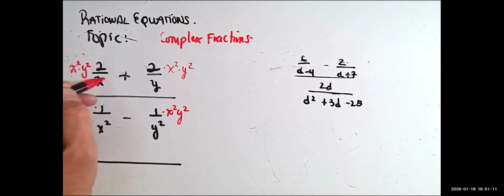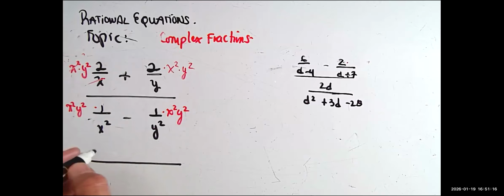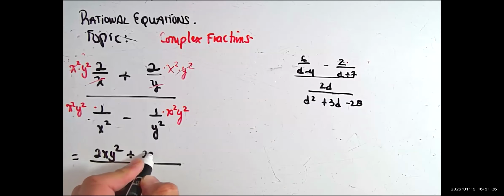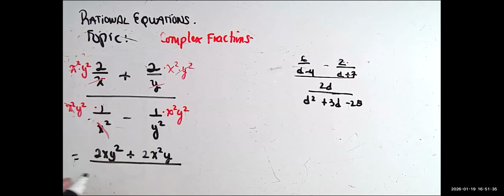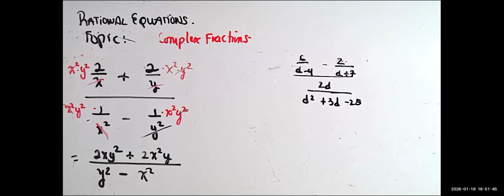Notice here that we have x squared over x, that would be 1x, times 2 times y squared. So I have 2x y squared, plus y over y squared, bye-bye. So I have plus 2x squared, only 1 y to the 1. And in the denominator, x squared over x squared, bye-bye. So I have 1 times y squared minus y squared over y squared, bye-bye. That would be x squared. Okay, so we simplified, no more complex fractions.